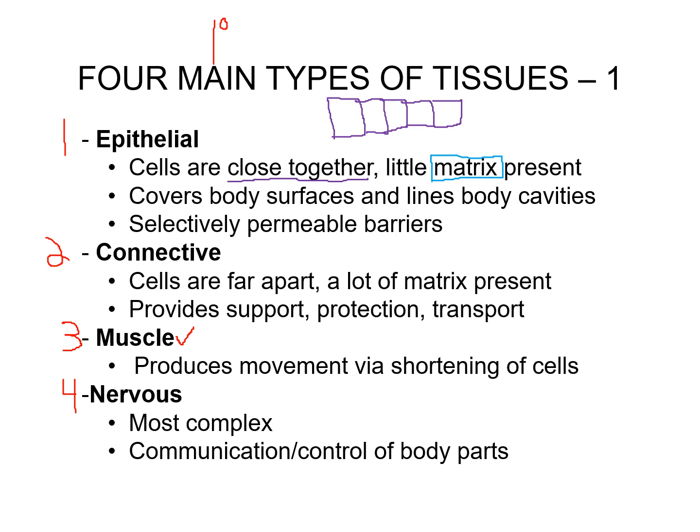Now remember, the shape of the cell is important. That's going to determine its function, but the entire shape of the tissue is also very, very important. There's a reason why these cells are really, really close together. And you can see the reason on the next bullet point, is because it covers the body's surfaces and it lines cavities. So body surfaces meaning your skin, right? So your skin is made up of a whole bunch of epithelial tissue.